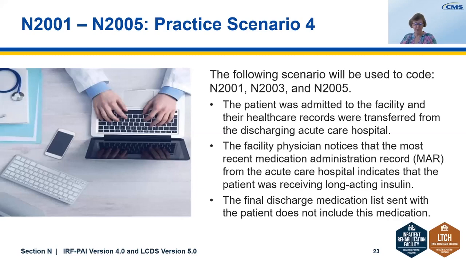The following scenario will be used to code N2001, N2003, and N2005. The patient was admitted to the facility and their healthcare records were transferred from the discharging acute care hospital. The facility physician notices that the most recent medication administration record, or MAR, from the acute care hospital indicates that the patient was receiving long-acting insulin. The final discharge medication list sent with the patient does not include this medication.